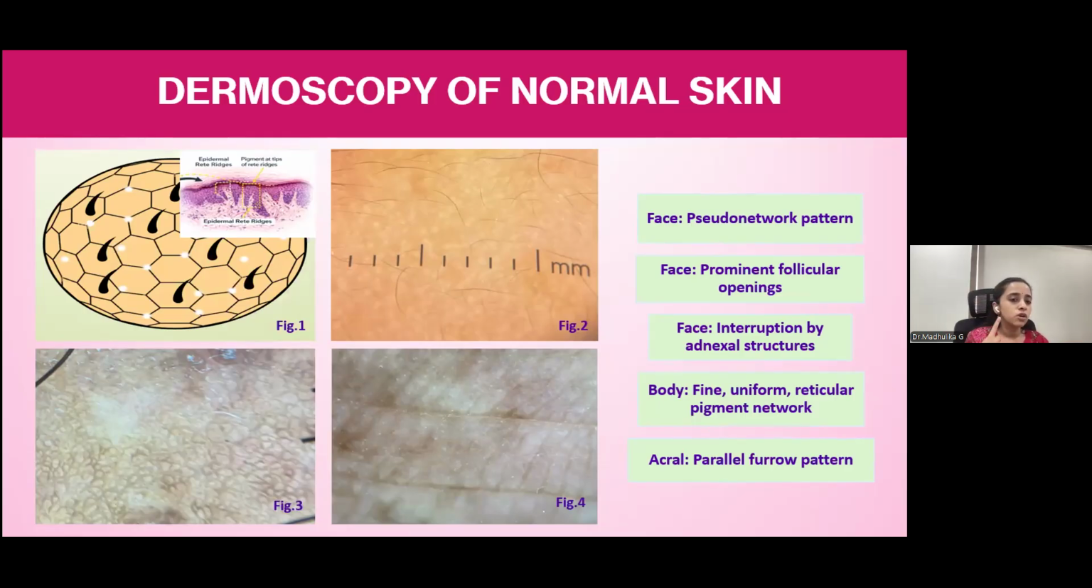But on the face you see what is called a pseudo-reticular pattern, that is not a true network, but the pigment is distorted because of the openings of the pilosebaceous units, right? And on the face, the pilosebaceous units are more prominent. So because of that, you get the pseudo-reticular pattern. Next, on the body, like I already said, it's a fine uniform reticular pigment network. And in the acral areas, the normal pattern is interrupted by the dermatoglyphics. You see a parallel furrow-like pattern. Next slide.